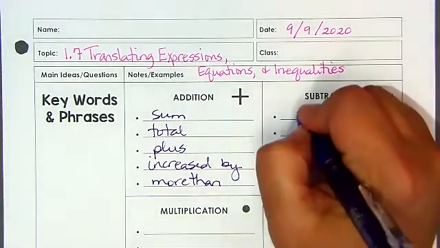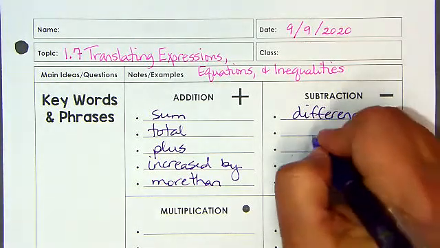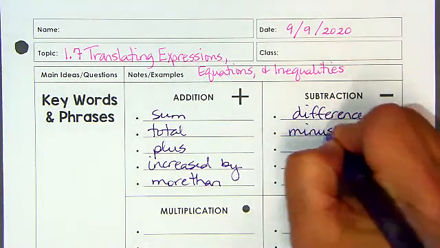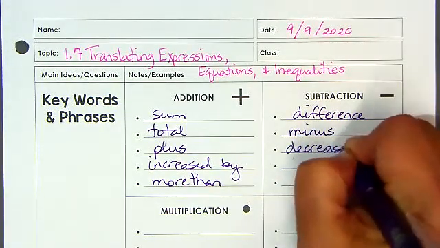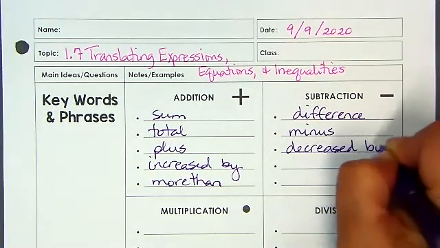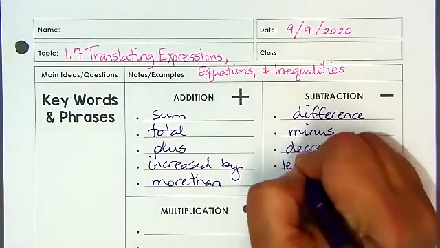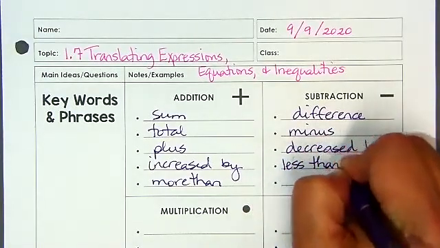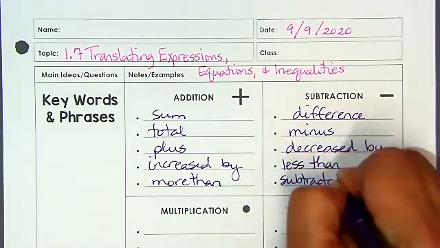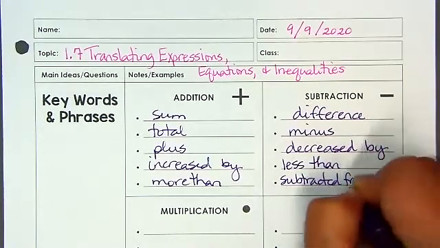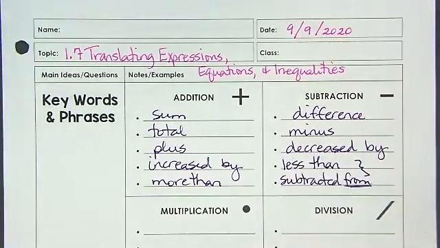For subtraction, keywords are difference, minus, decreased by. Now some keywords you need to make sure you pay attention to: less than and subtracted from, or just the word from. Okay, these two have a special situation.